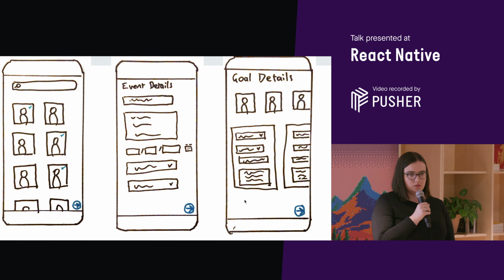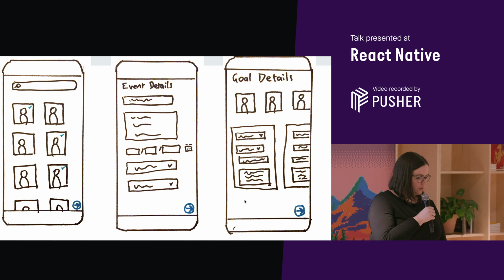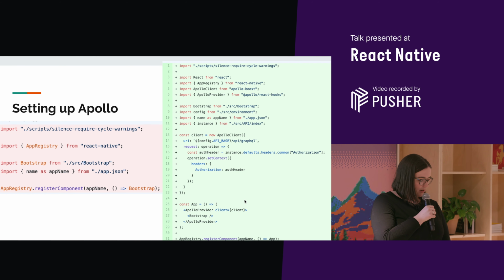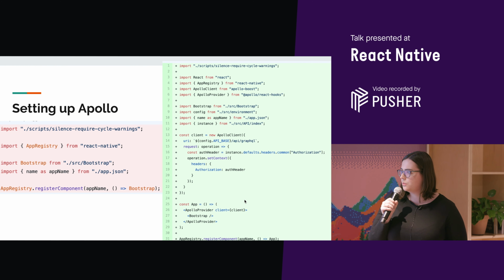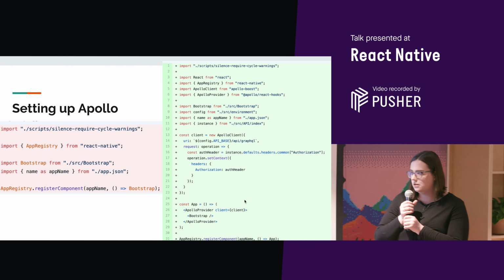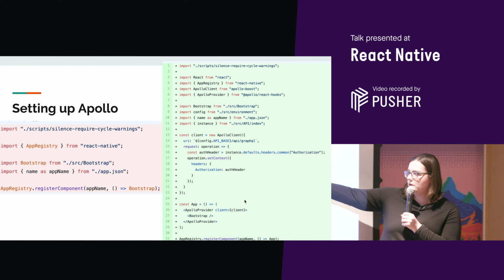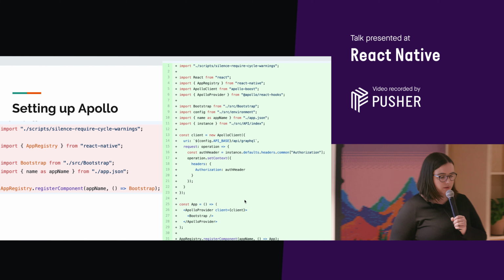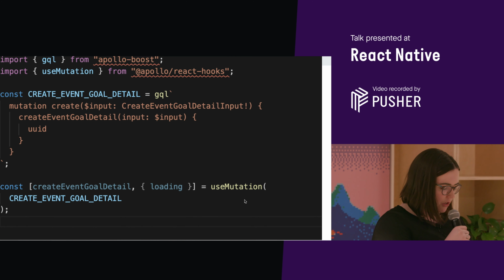Then we went on to convert these pages as well, and yeah, it was very straightforward. So yeah, setting up Apollo for GraphQL for React Native is very simple. We just went from this as our bootstrap to this. You're just importing Apollo client and wrapping the root of your app in it. It's very straightforward. And then to use it is very, very straightforward as well.